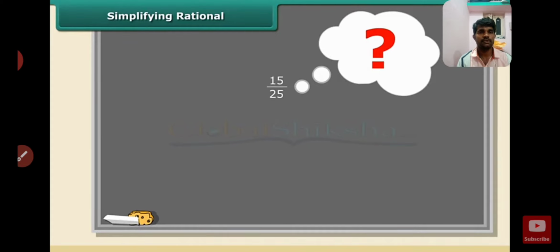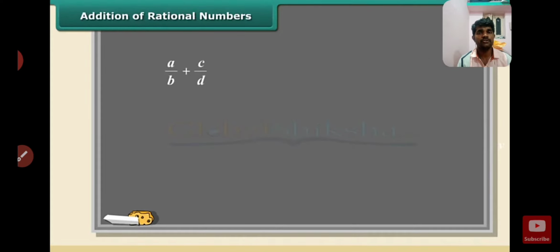Simplifying the rational number. How can we simplify 15 by 25? Divide by the same number in the numerator and denominator. The numerator we divide by a number, and the denominator we also divide by the same number.